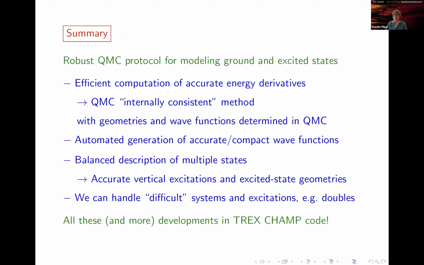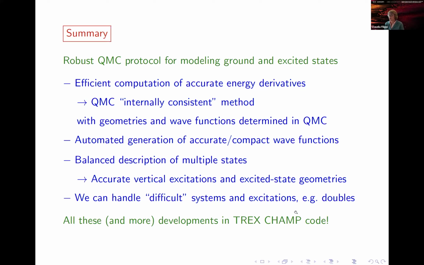So in summary, yes, Michele, I wrap up. In summary, I showed you that we have a robust protocol for modeling ground and excited states. We can compute energy derivatives. We can optimize the geometries and wave functions. We are using selected CI to give us automatic generation of compact wave functions. We need to describe states in a balanced manner, but we can get accurate excitations and geometries, and handle difficult systems such as doubles or larger.